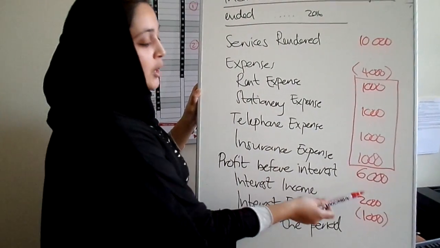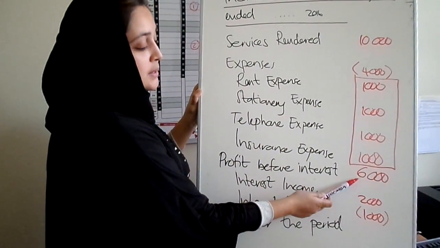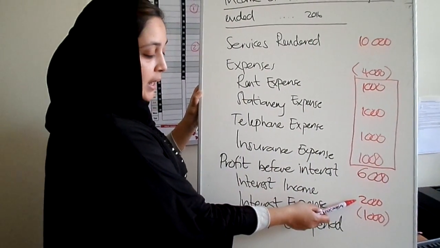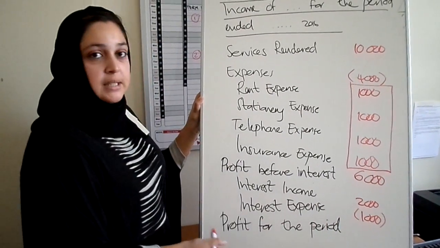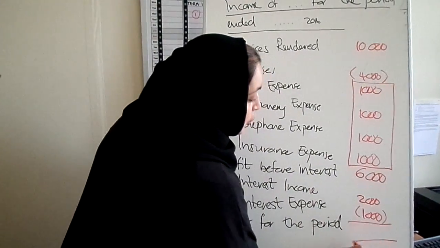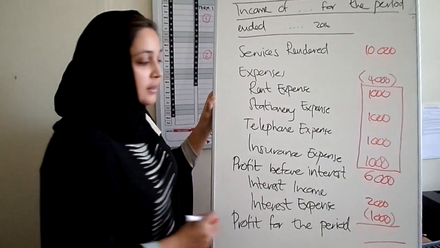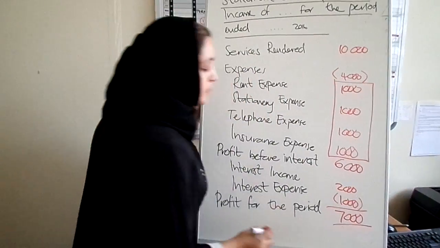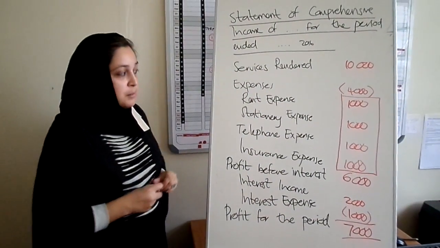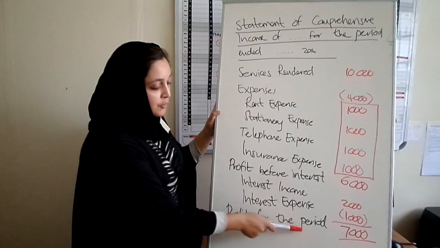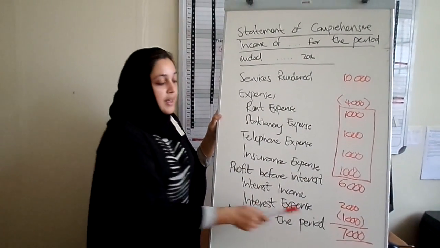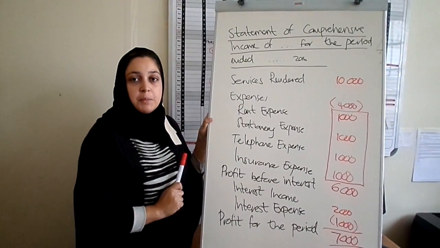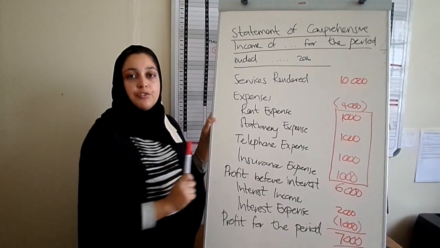So again, to calculate that, at the end it will be 6,000, which is profit before interest, plus the 2,000 interest income, minus the 1,000 interest expense. And that will give you your profit at the end of the period. So that is 7,000. So right at the bottom of your statement of comprehensive income, you have profit for the period of 7,000. This 7,000 will then be transferred to the next statement, which is the statement of changes in equity, which you'll find in the next video.